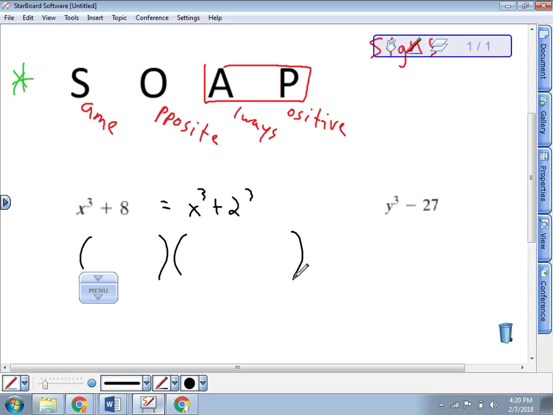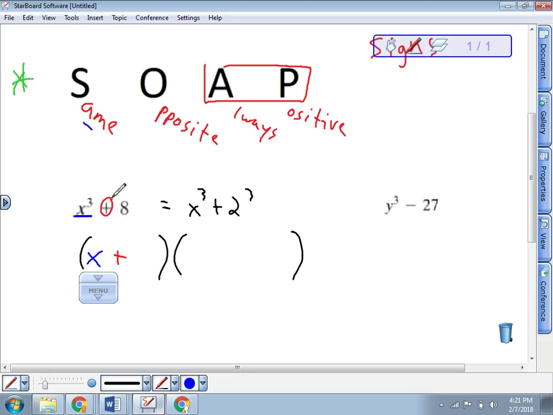The first thing we do is take the first value, whatever its cube root is. What times itself is x cubed? That's just x. X times x times x equals x cubed. And then the first sign, we keep it the same. This was a positive, so we put a positive right here. I'll circle that in red to refer to the sign. So we put a same sign there.